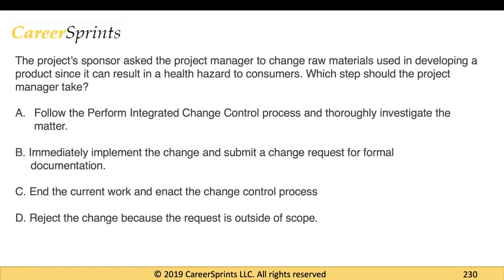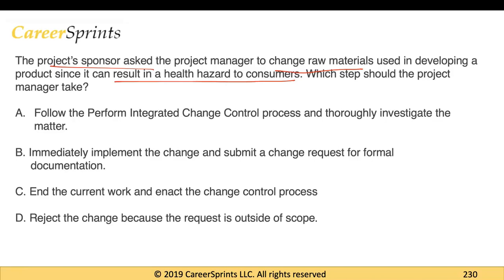So let's look at the question and the options. So basically what has happened is that in a project, some raw materials are being used which are causing a health hazard to consumers, and the sponsor is basically asking the project manager to remove those raw materials. So basically something is changing in the project. So which step should the project manager take? Now there are 4 options.